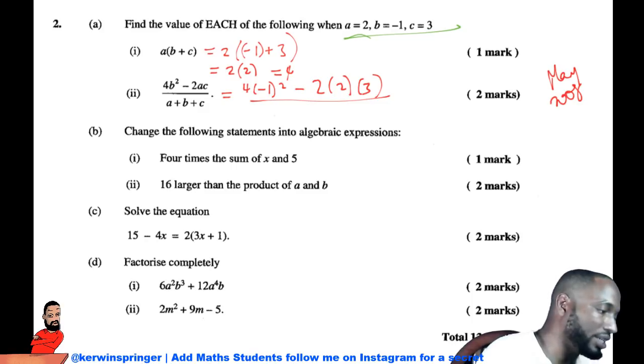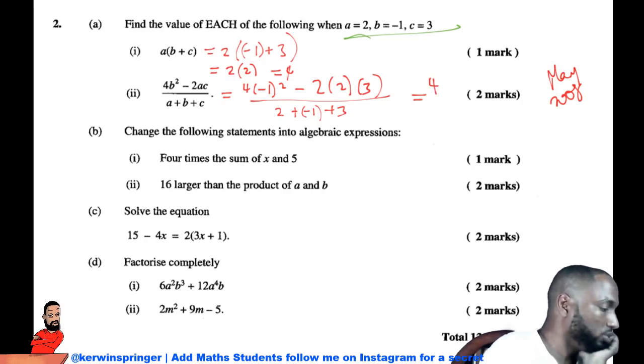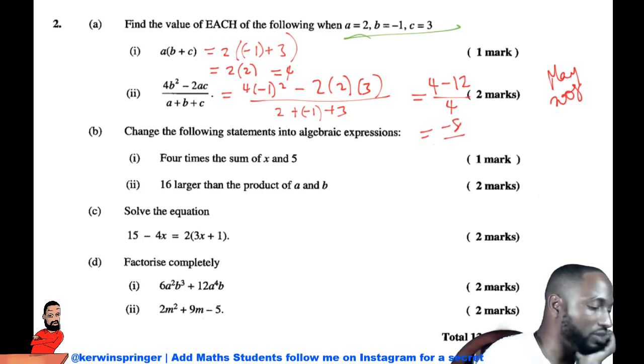So that is 2 plus negative 1 plus 3. So that's straight up. You can do this in your mind, man. 4. So this is 4. Take away 12 over 4. So again, negative 8 over 4. Answers again, negative 2. Well done.